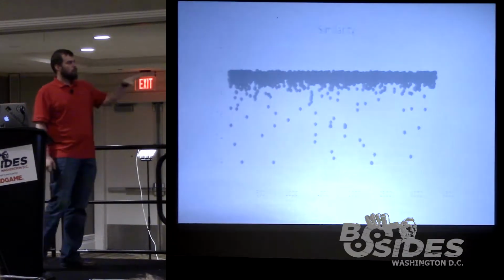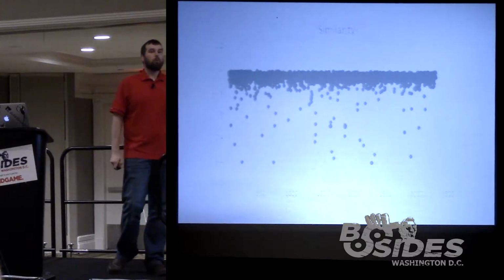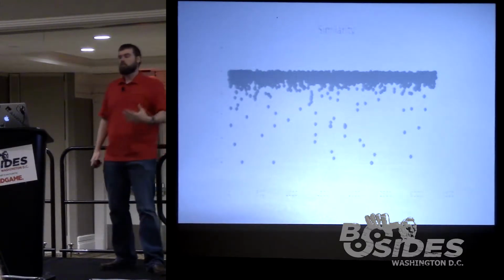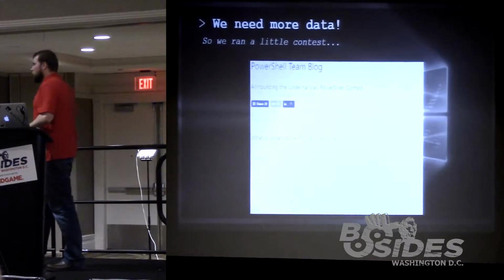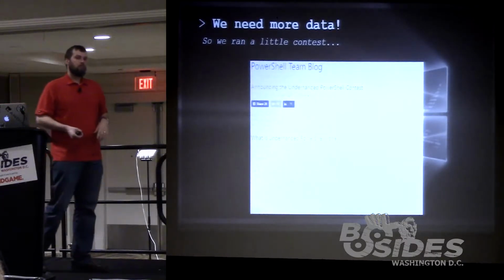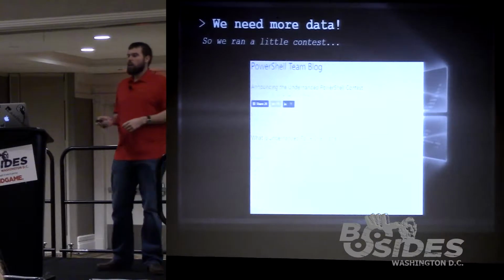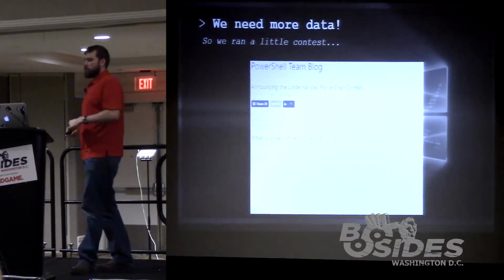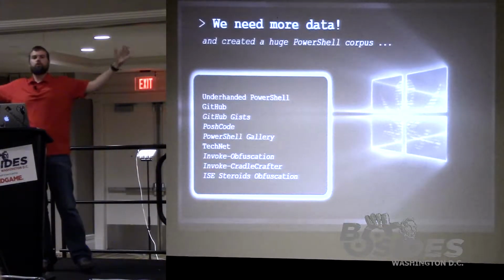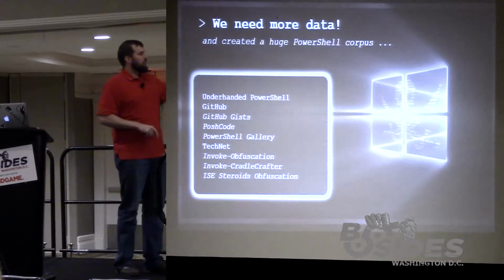So this is great on just 3,400 scripts, but as Lee and I started to do this research, we said we need a lot of data. We need as much data as we can possibly get our hands on. So a year and a half ago, Microsoft put out this contest called Underhanded PowerShell, basically inviting people from the community to submit obtuse and obfuscated PowerShell to evade certain checks. So that was a little bit of data, but then we really wanted a huge corpus of data. So we started with Underhanded PowerShell data, GitHub, poshcode, all this stuff.